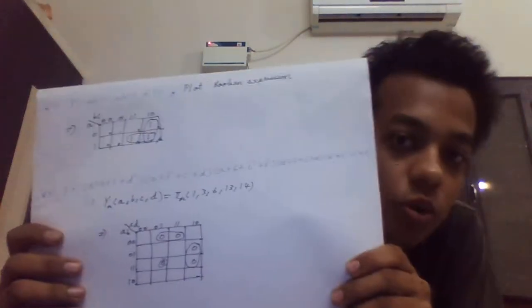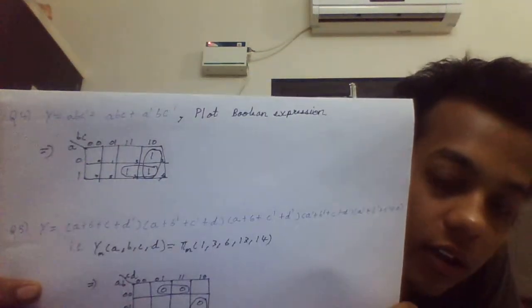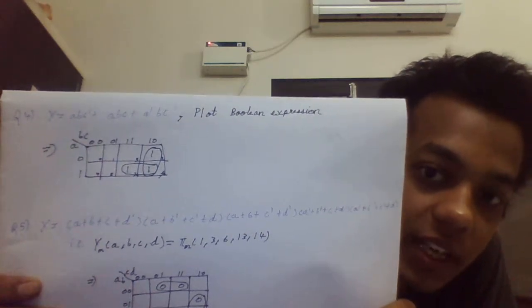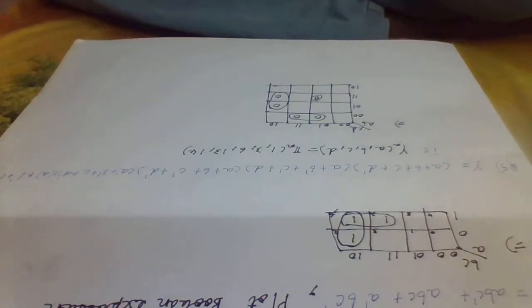Question number 4 tells us to plot a Boolean expression in the Karnaugh map. Given the Boolean expression y is equal to ABC dash plus ABC plus ABC dash. Now, how we do this is, now we consider this.